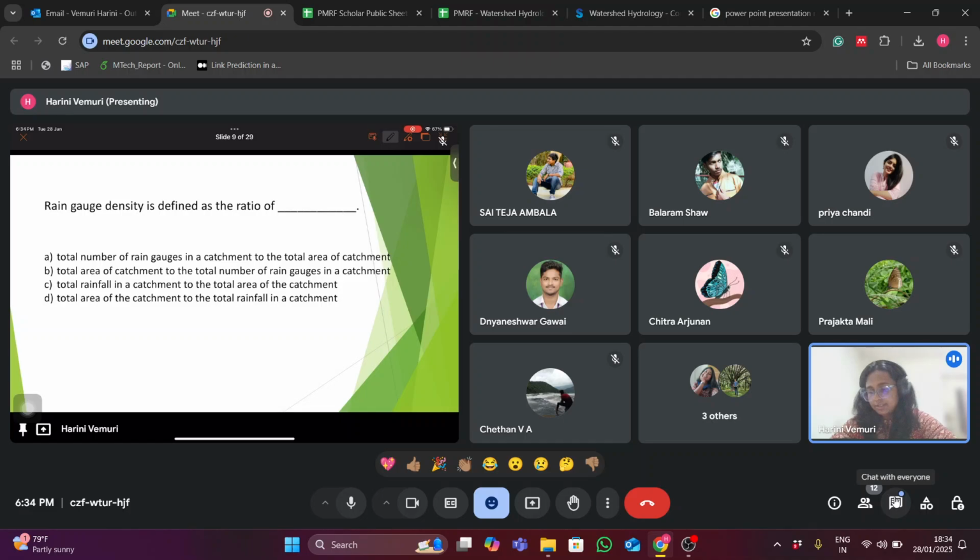So the next question is, rain gauge density is defined as the ratio of: option A, total number of rain gauges in a catchment to the total area of catchment. Option B is total area of catchment to the total number of rain gauges in a catchment. Option C is total area in a catchment to the total area of the catchment. Option D is total area of the catchment to the total rainfall in a catchment.